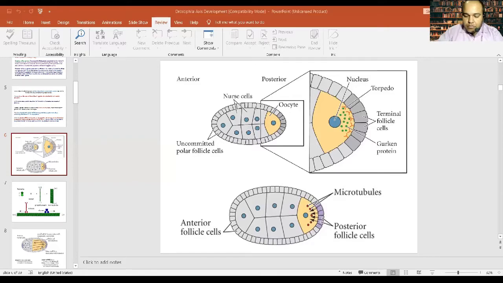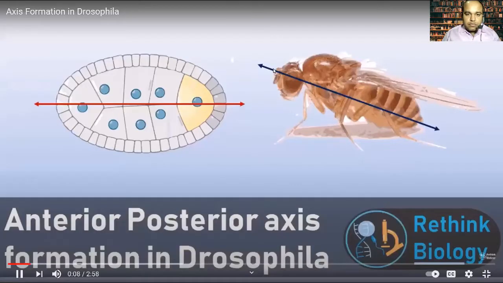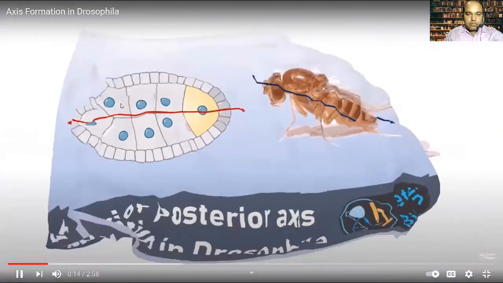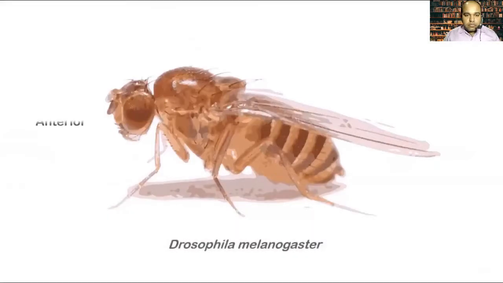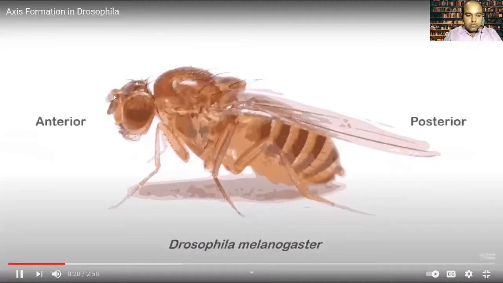Today we will learn about a basic topic in developmental biology, the anterior-posterior axis formation in Drosophila. This is an adult fruit fly, Drosophila melanogaster, in which the anterior to the posterior axis is shown.